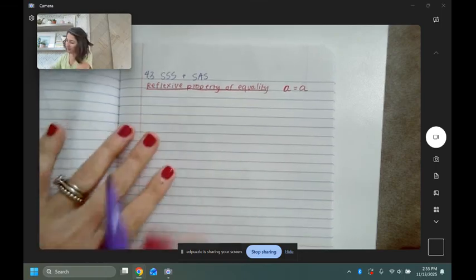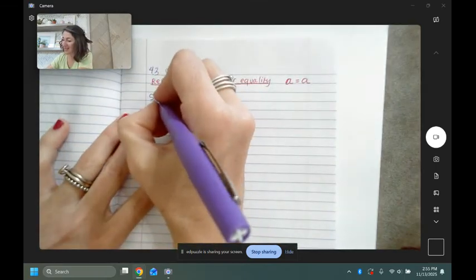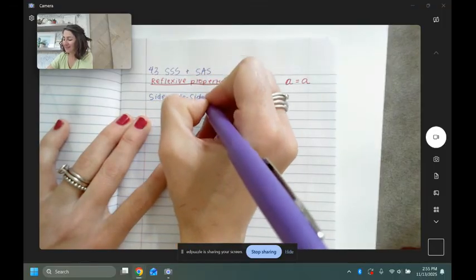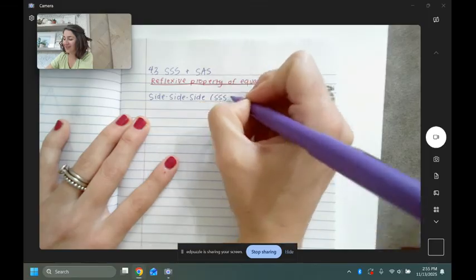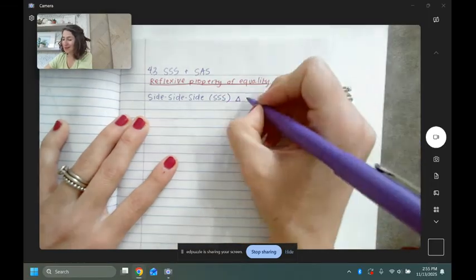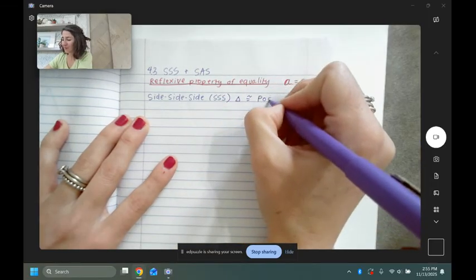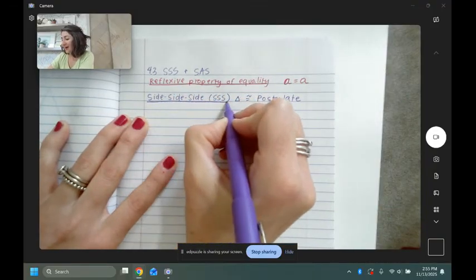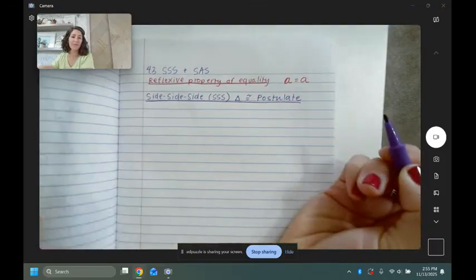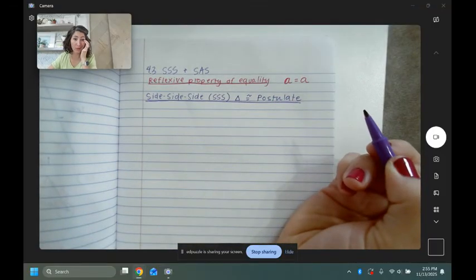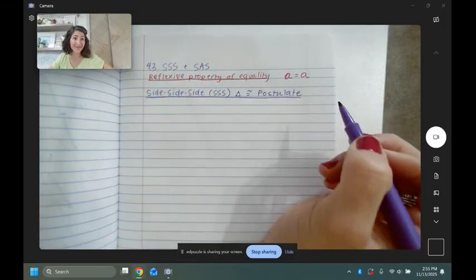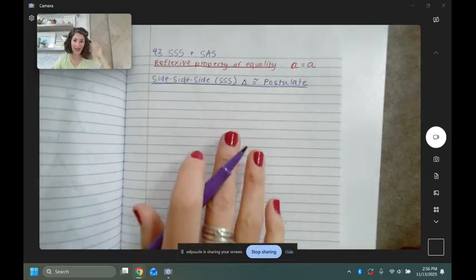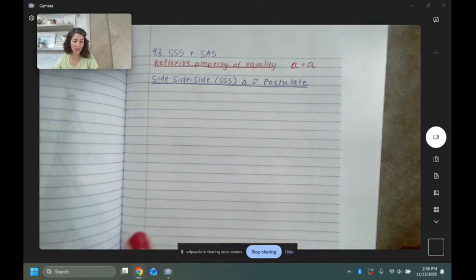All right, let's go ahead and dig into the side, or SSS, triangle congruence postulate. Postulate is a different word for theorem. A postulate is one that doesn't really need a proof. It just makes sense. It just is. And in order to do this side postulate, we're going to draw two triangles over here.